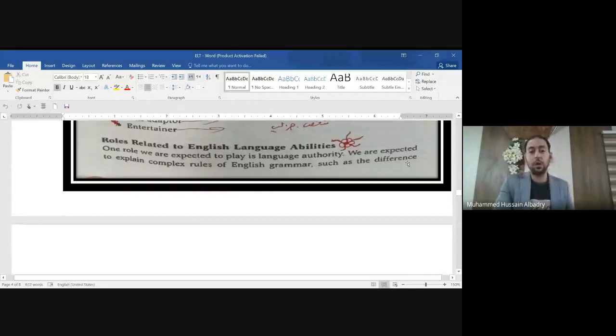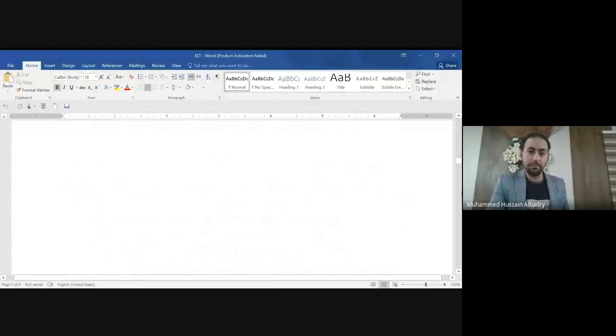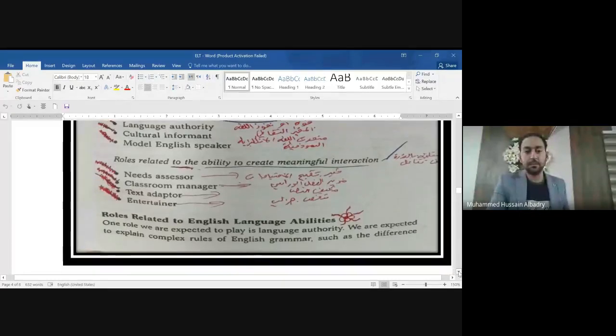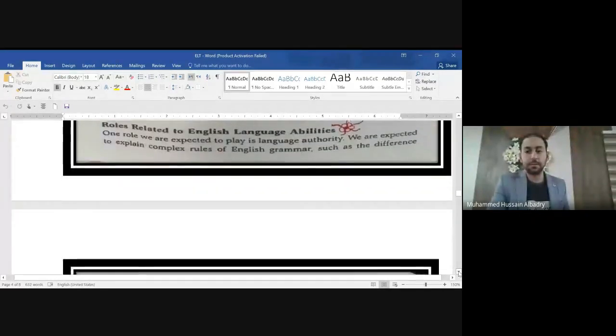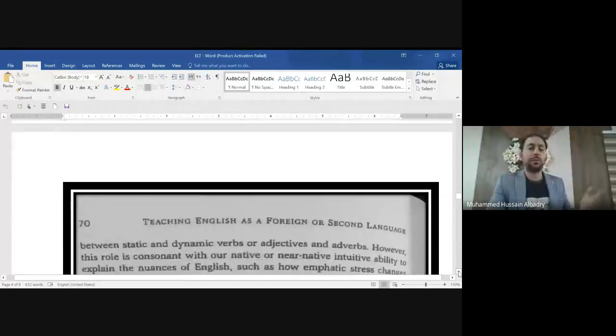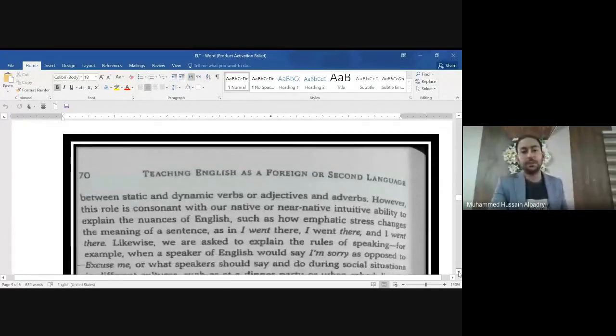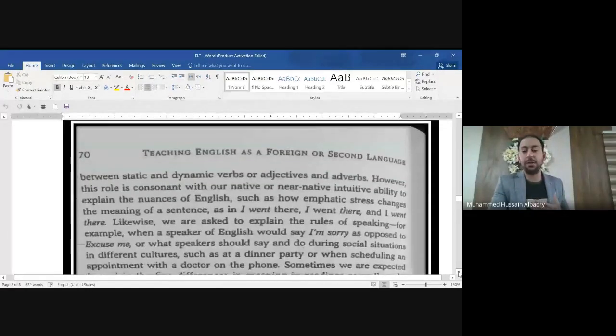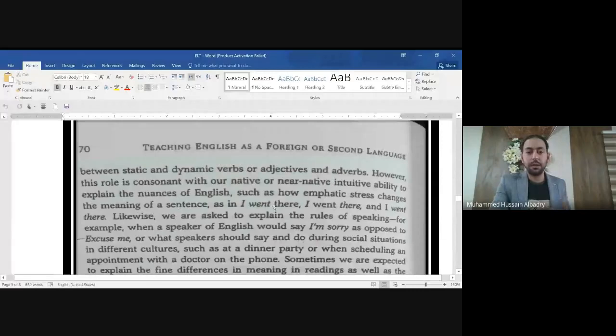This is explanation. We are expected to explain complex rules. So we as teachers have to explain, for example, the difference between present simple and present continuous, verbs and adjectives, etc. Also, for example, the difference between static and dynamic verbs, adjectives, etc. This is the role of the teacher to be an authority. Also, this is explanation.